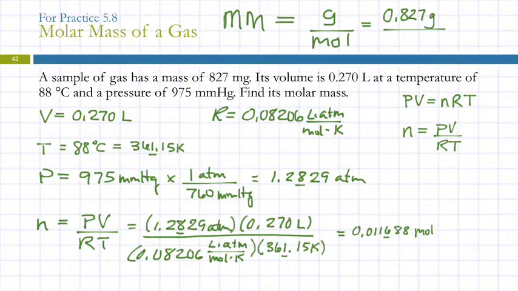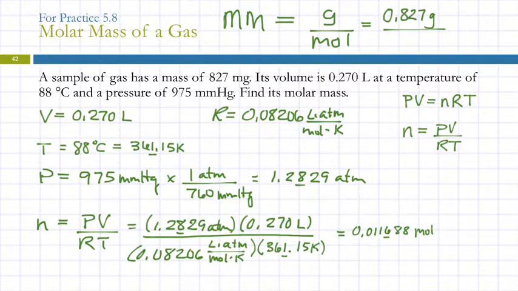Is that a reasonable number of moles? Yeah. The mass here is 827 milligrams. That's really small. And so we expect it to be a very small number of moles. Be careful when you're plugging this into your calculator that you don't accidentally multiply by 361 instead of dividing.